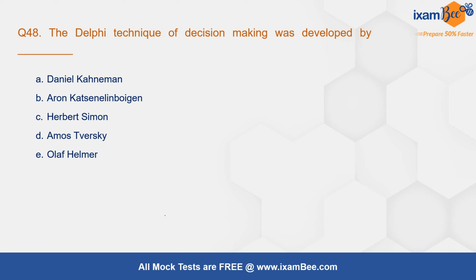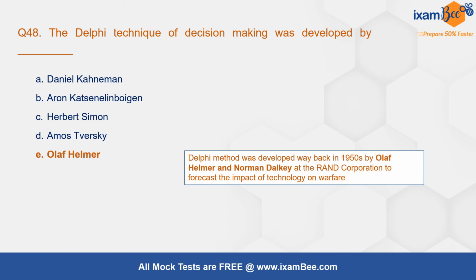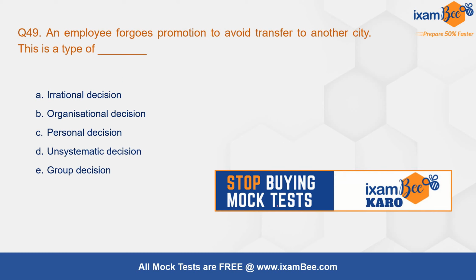Question 48. The Delphi technique of decision making was developed by which of the following? Daniel Kahneman, Aaron Katzenberg-Boygan, Herbert Simon, Amos Tversky, or Olaf Helmer. The correct answer is Olaf Helmer, along with Norman Delphi at Rand Corporation, who developed this Delphi technique way back in 1950. We have discussed in previous videos what the Delphi technique is. I hope you all remember that. Otherwise, you can watch the videos again to revise.